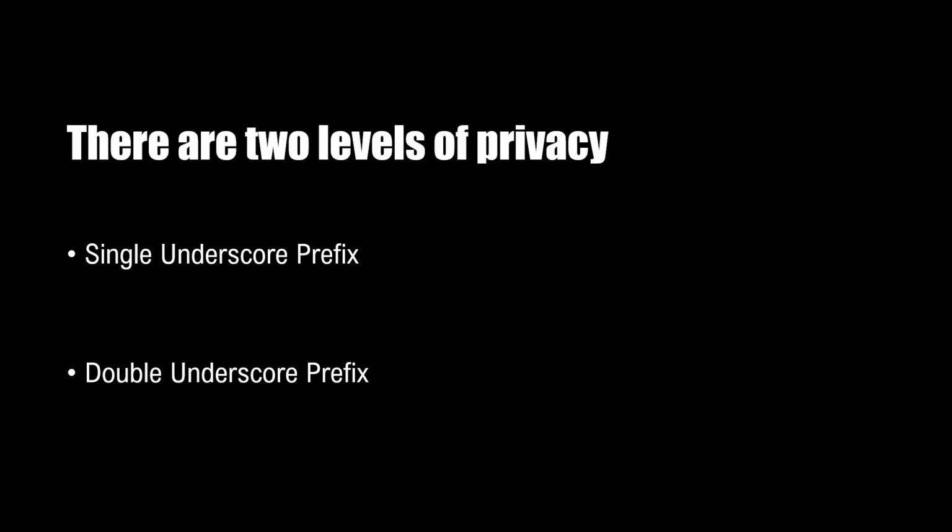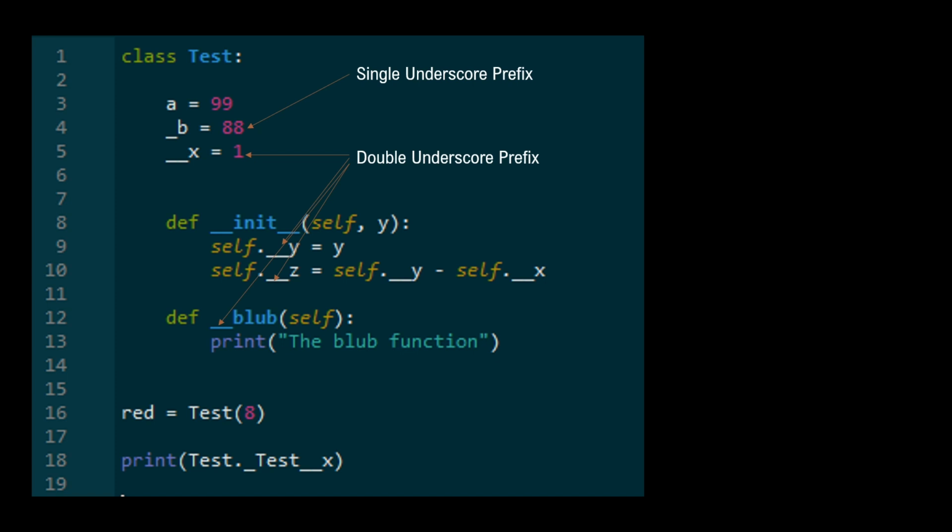Now there's two levels of privacy in these entities. There's what is called single underscore prefix, and there is double underscore prefix. Take a look at this code example. I've got a number of different attributes and a method defined inside of this class called test. Now you notice the single underscore b class attribute, which is set equal to the value of 88. This is an example of single underscore prefix. x, y, and z attributes, x being a class attribute, y and z being instance attributes, and also the method double underscore blub are examples of double underscore prefix. They have double underscores preceding the name of the entity.